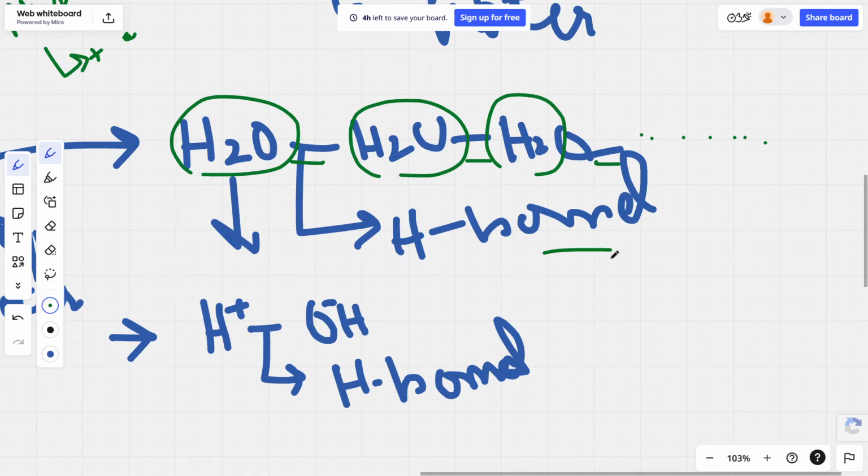If we talk about how a molecule is broken into atoms, it is something like this, and they have positive and negative charges. H has positive and O has negative. So the bond between them is called a hydrogen bond.